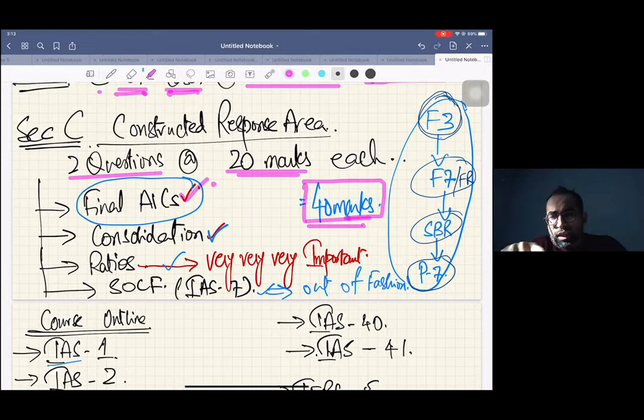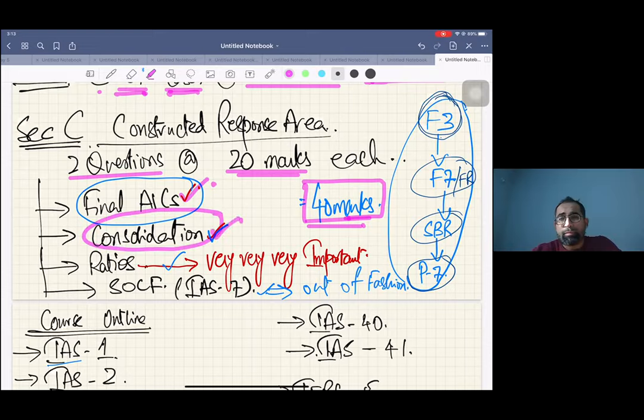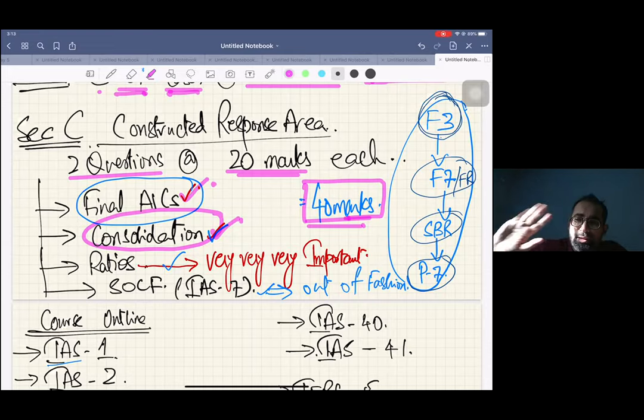Okay. So in CRQs, in the last section C, final accounts may come. Number two, consolidation may come, right? 20 marks. And consolidation is again very important. Just like in F3, you guys remember, you will have 15 marks, compulsory 15 marks for consolidation. Variable marks were also there, but fixed 15 marks for consolidation in F3 is there. Here, you may get a complete question of 20 marks of consolidation, right?